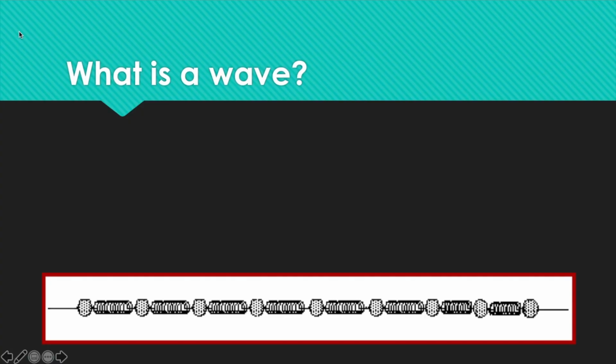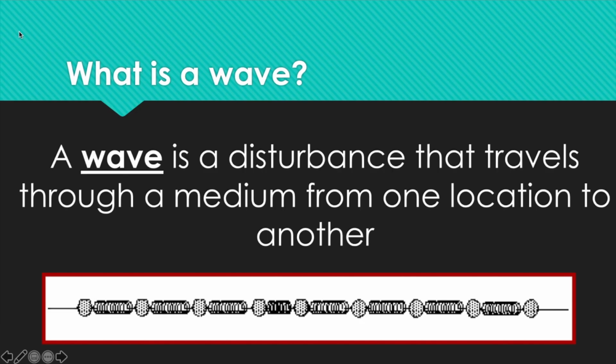What is a wave? A wave is a disturbance that travels through a medium from one location to another. And if we were in class right now, we would be using slinkies to visualize waves. There is an image of a slinky below, and there's a disturbance traveling from the left side to the right side of the slinky.